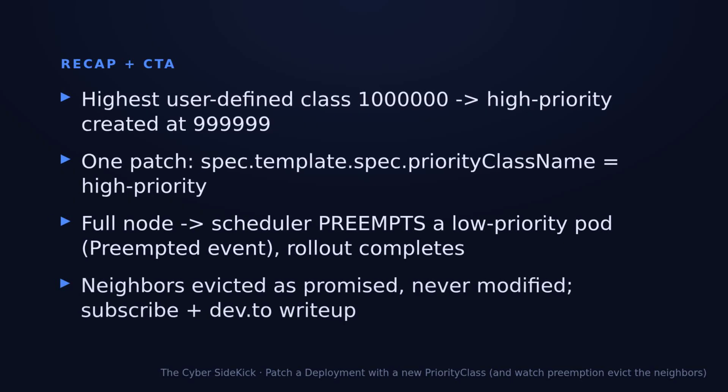To recap, we read the existing classes and ignored the system ones, found user high priority at 1 million, and created high priority at 999,999 with a single imperative command. We patched only the busybox-logger pod template with the new priority class name, and the rolling update forced the scheduler's hand on a full node. It preempted a low priority neighbor, recorded a preempted event, and placed the new pods. The rollout completed. Every busybox-logger pod runs at 999,999, and the other deployments were never touched. Priority decides who fits. Preemption decides who leaves.